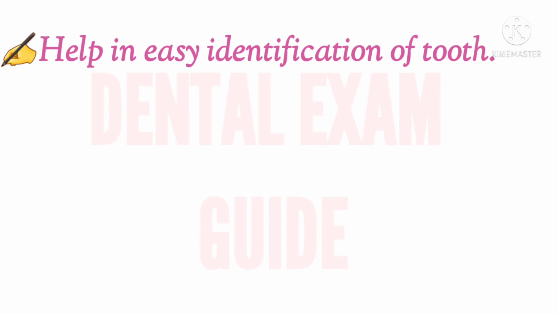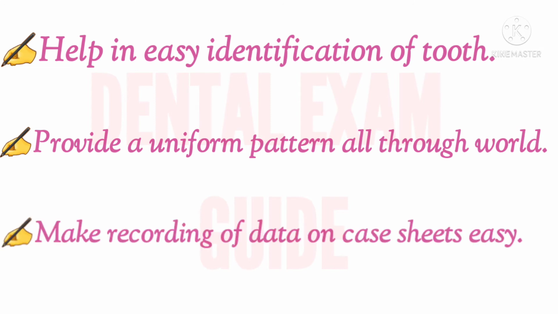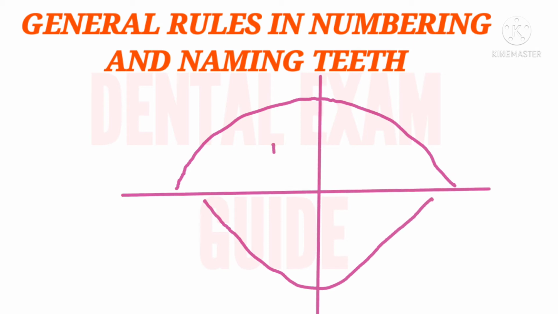So we have seen the tooth numbering system was developed for an easy identification of the tooth, to provide a uniform pattern all throughout the world, and to make recording of the data on a case sheet easy. General rules in numbering and naming of the teeth are: the oral cavity is divided into 4 quadrants by drawing 2 lines through the midpoints horizontally and vertically.